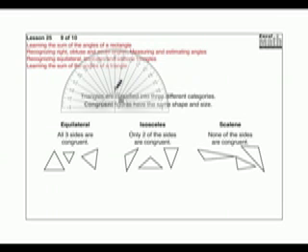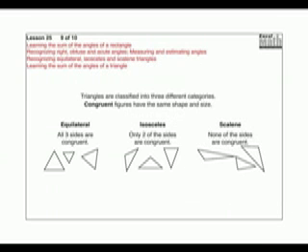Last, let's get rid of that. Last but not least, taking a look at 3 different kinds of triangles. It says congruent figures have the same shape and size. Don't forget that. Equilateral, all 3 sides are congruent.